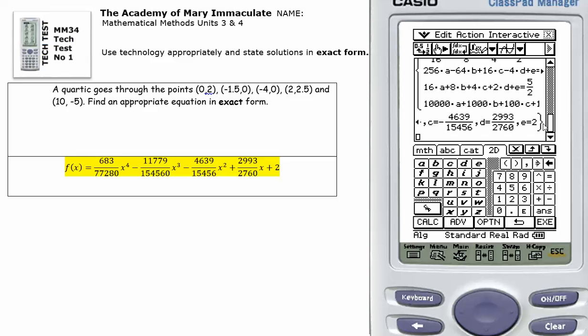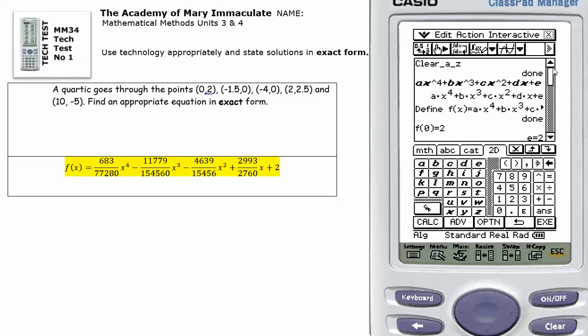and that's the way to get the exact answers. Statistics gave me decimal equivalents, so I had to work in Main, and I used the defined function, which had the variables a, b, c, d, and e, and then I put in the points and then used simultaneous equations.